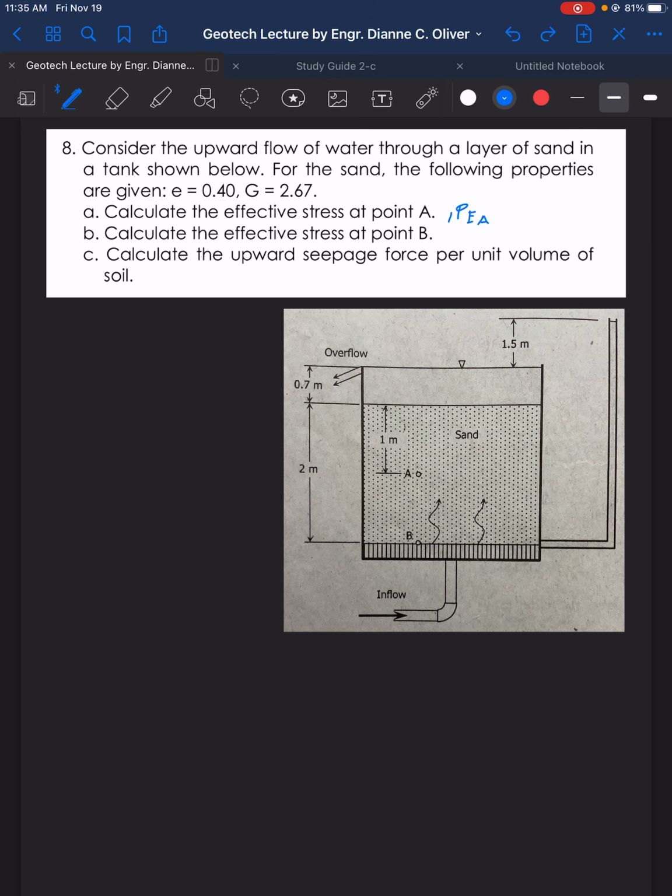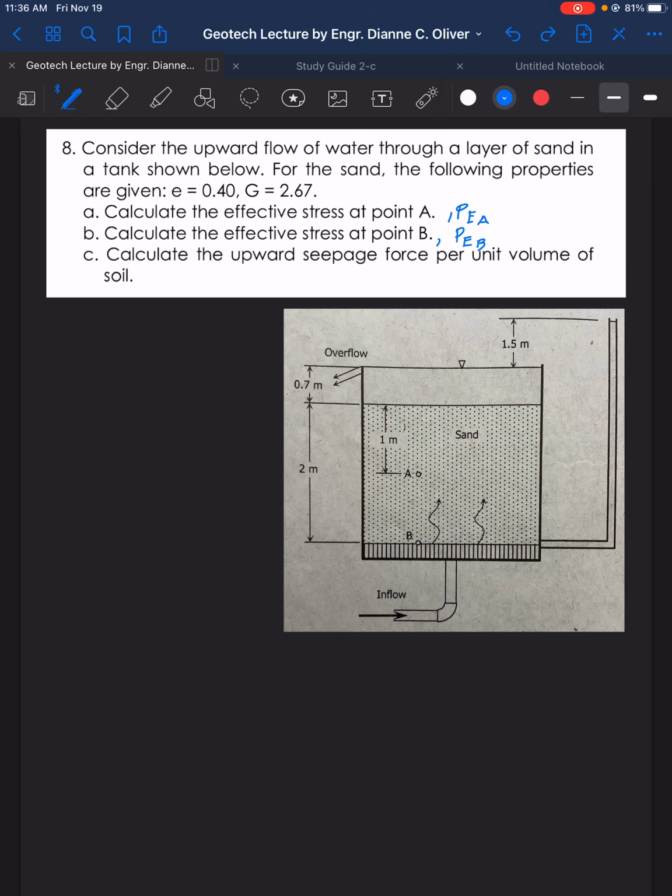Next, B: calculate the effective stress at point B, so P effective B, located at the bottom of the tank. Then C: calculate the upward seepage force per unit volume of soil. So we have a formula for that. Right, so let's compute first for the soil. What's missing here? We are taking the effective stress, so we need the gamma sat. There is no gamma sat given, so let's solve for gamma sat first.